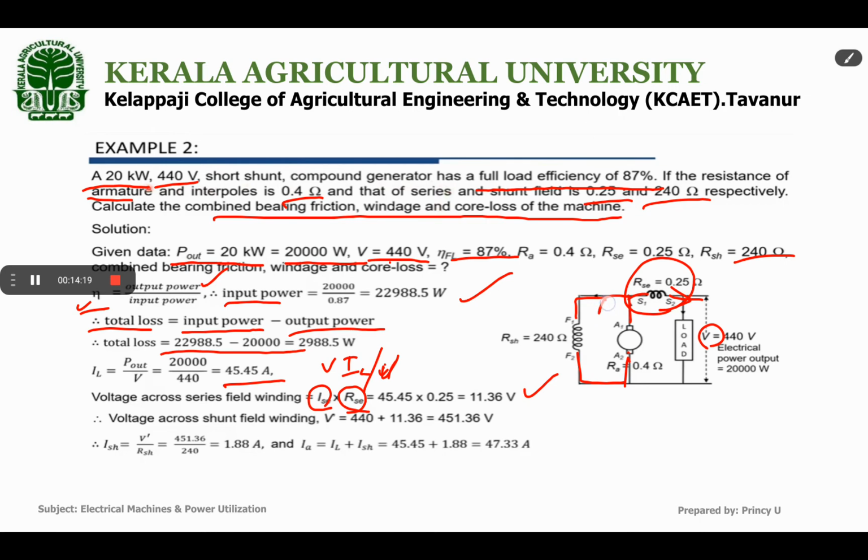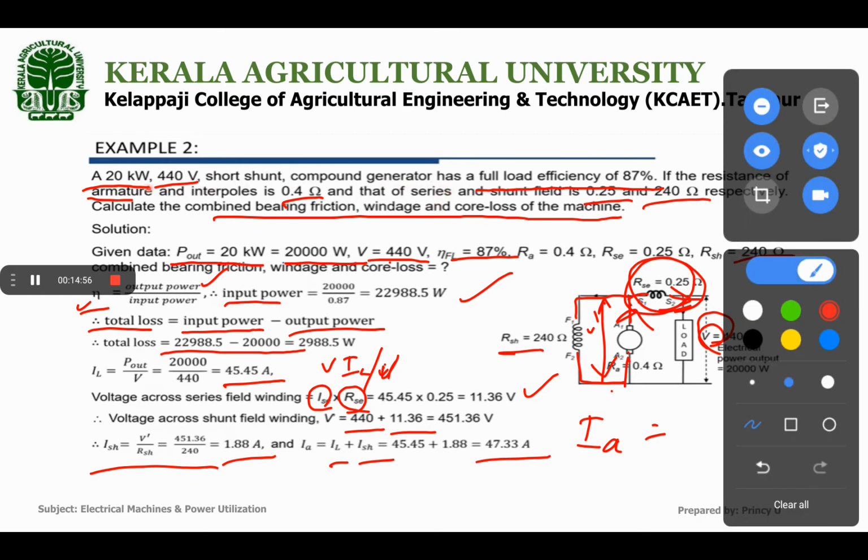Now you can calculate the voltage across the shunt field winding. This voltage plus the voltage across the series field winding, 440 plus the voltage across the series field winding, will give you this V dash. Okay, then you can calculate the shunt field current. Now you get the voltage across the shunt field winding, which divided by RSH will give you ISH. Now you can calculate the armature current. IA is IL plus ISH. So you will get the armature current.